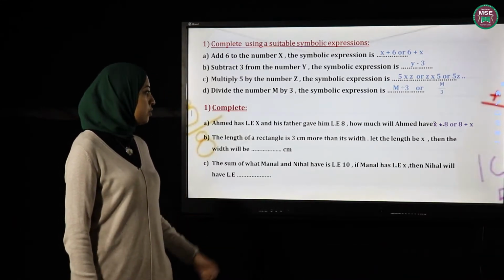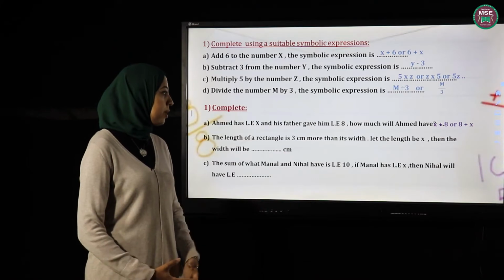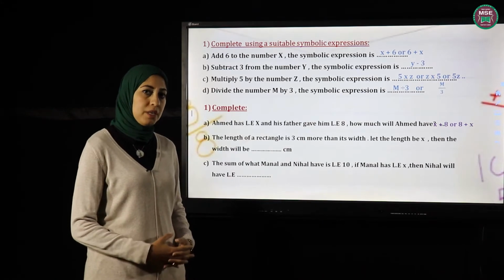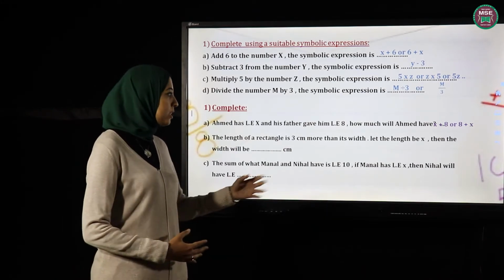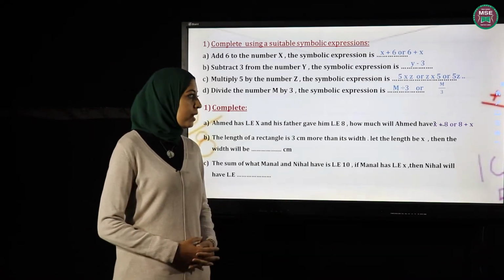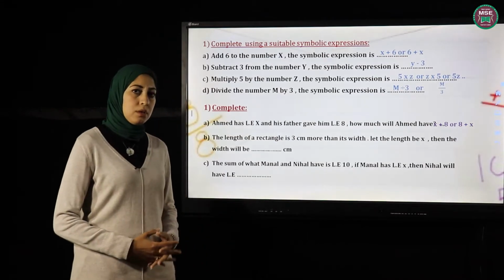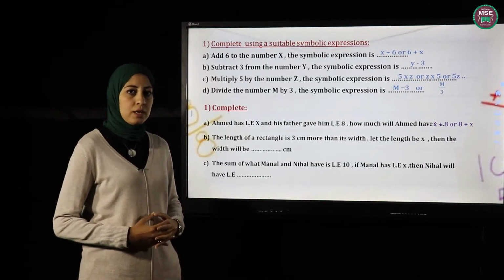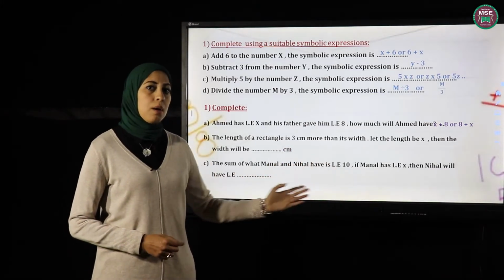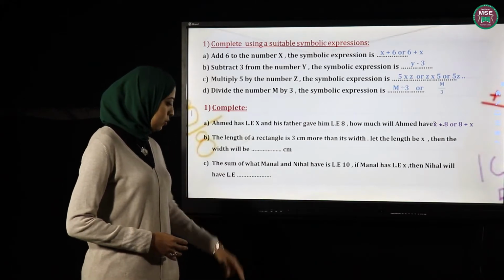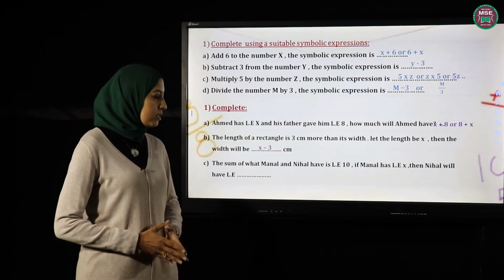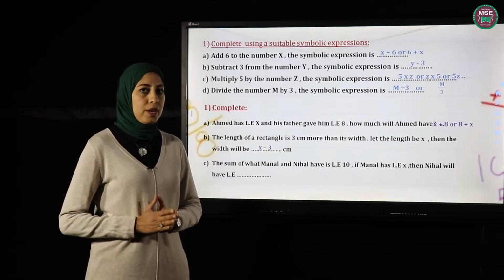Number B, the length of a rectangle is 3 centimeters more than its width. The length is more than the width by 3. It means the length is bigger, is greater than the width by 3. If the length is x centimeters, then the width will be what? The width is smaller than, is less than the length, okay? So the width will be x, which is the length, minus 3. So the answer will be x minus 3.